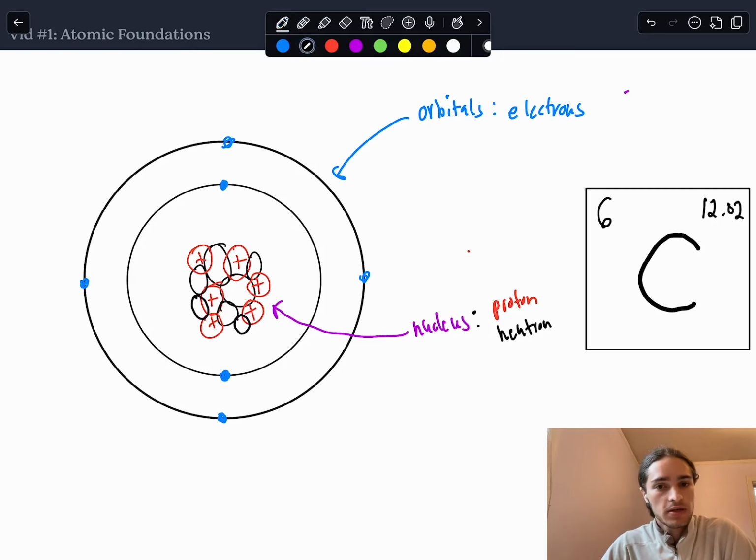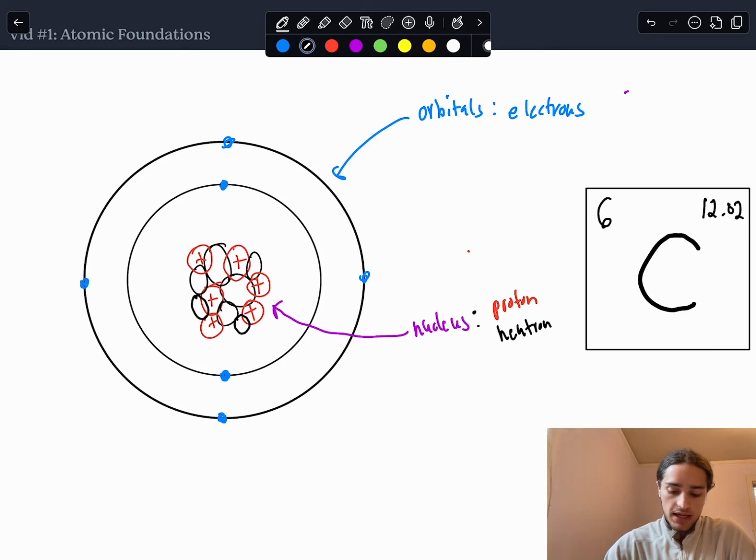All right, so one other quick fact about the subatomic particles is that protons and neutrons have an atomic mass of 1 AMU, so one atomic mass unit, which really means that they are 1 gram per mole. And electrons have essentially a negligible mass. Okay, so that's an important fact. We'll come back to that.